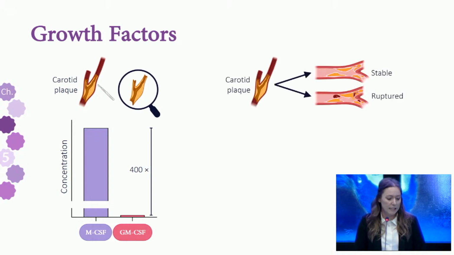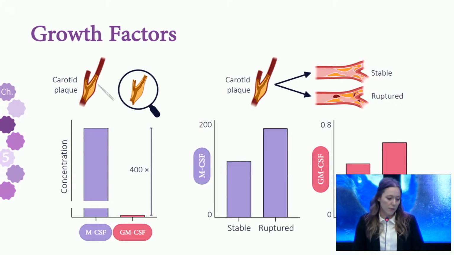Also, when we divided the samples into stable plaque and ruptured plaque, we found that MCSF and GM-CSF were increased in the ruptured plaque. This means that in the plaque, macrophage function will be largely determined by MCSF, and the growth factors are increased in ruptured plaque.